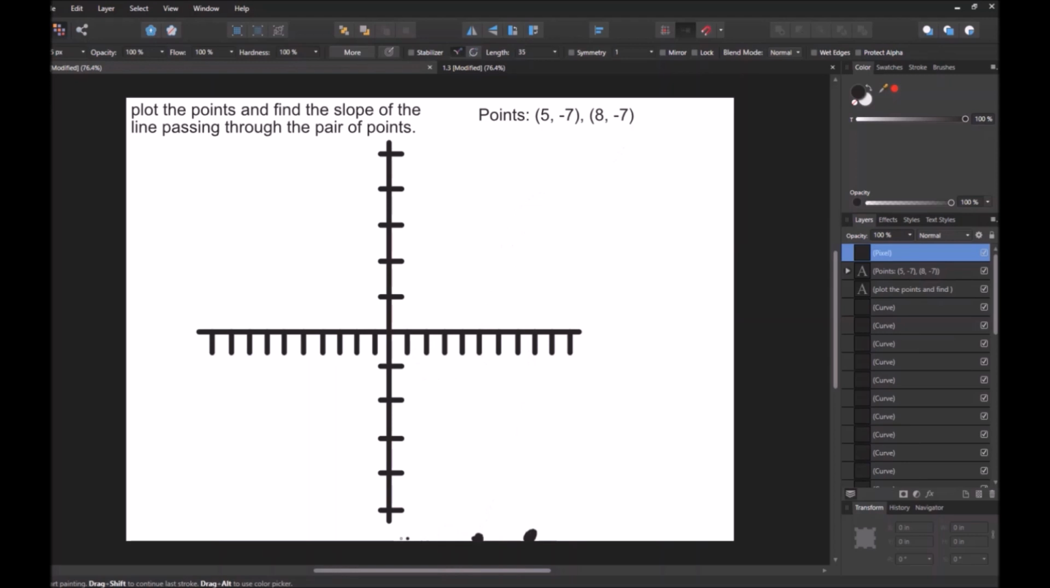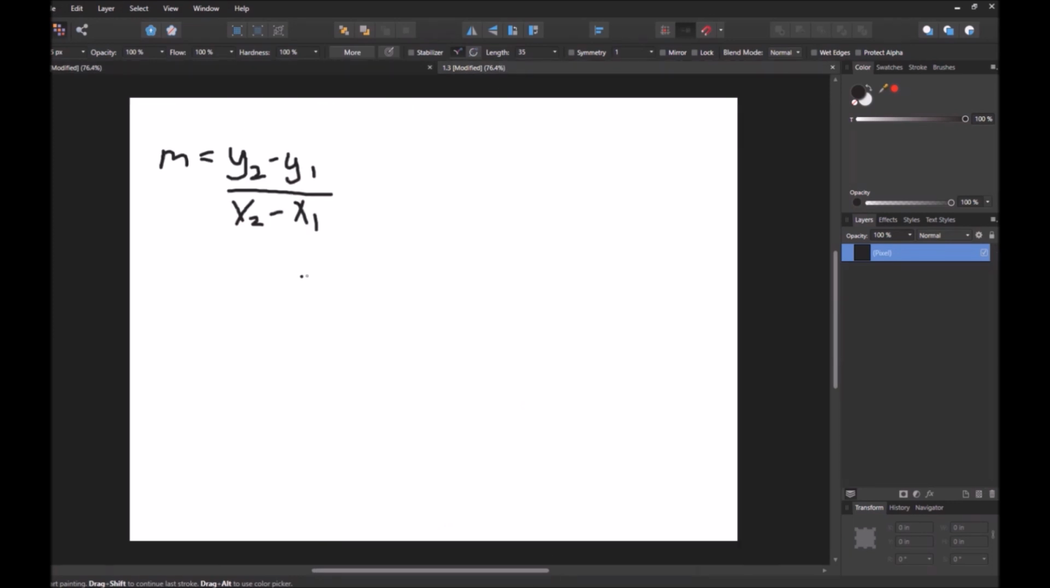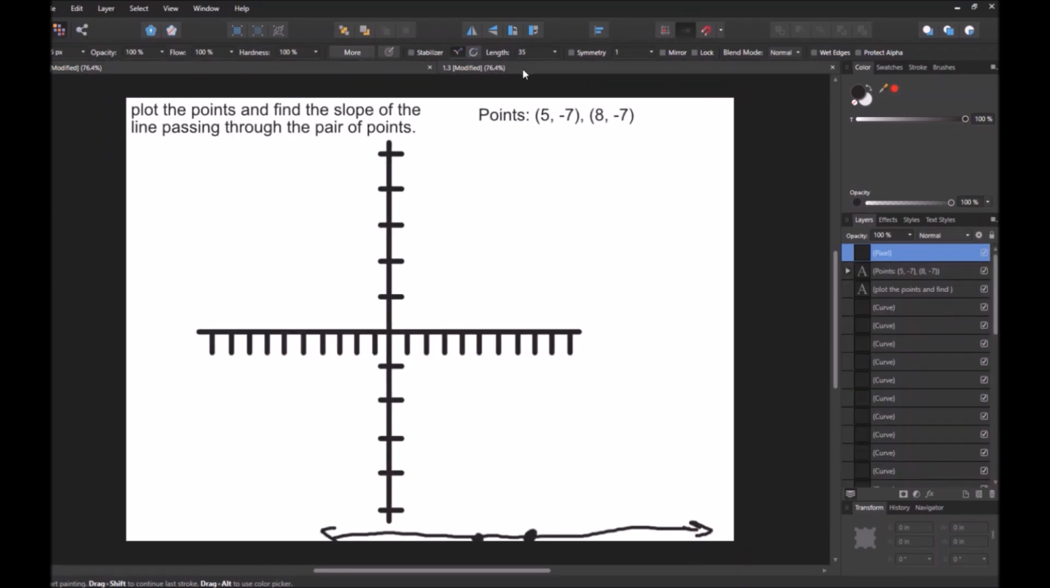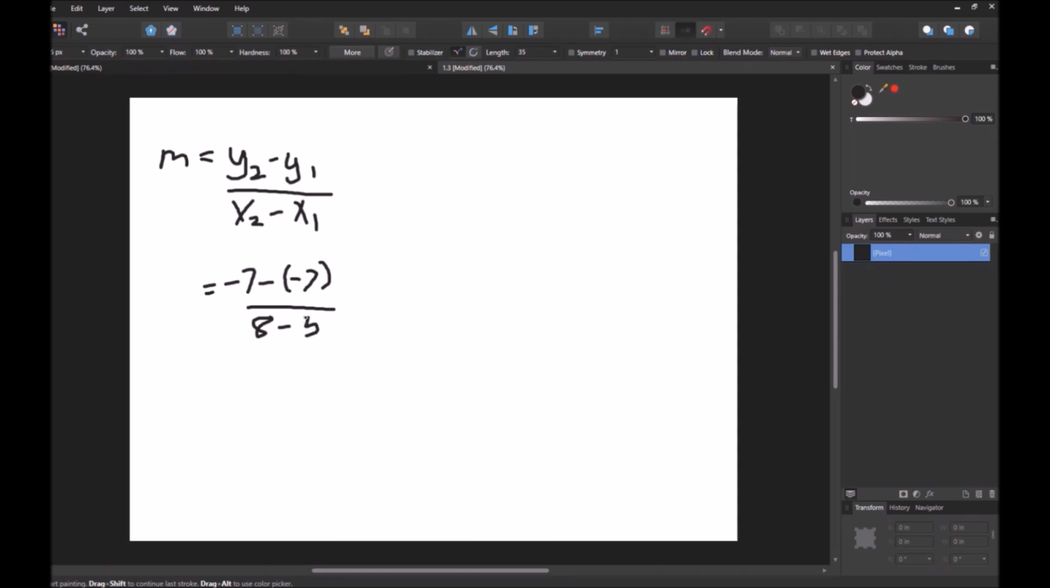Right about there. And then it's saying if we have a line, which imagine being a perfectly straight line, but if we have a line going through these 2 points, what is the slope? So we go over here to our slope formula, and we fill in these variables with their correct numbers. So we're going to have negative 7 minus a negative 7, and then we're going to have 8 minus, what was it, 5? Yeah, 8 minus 5.